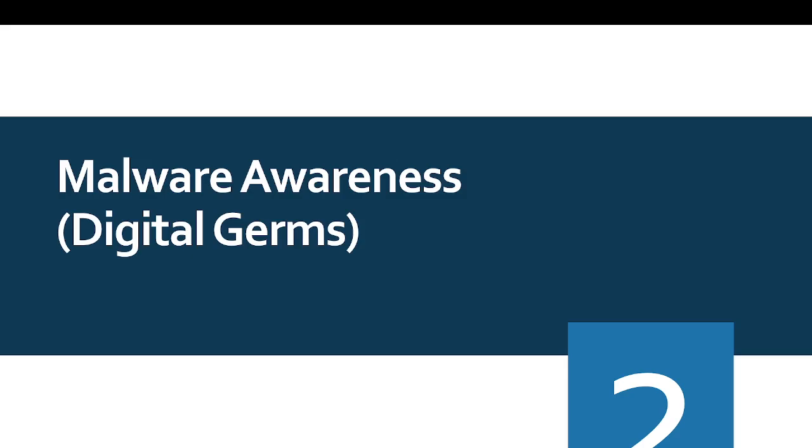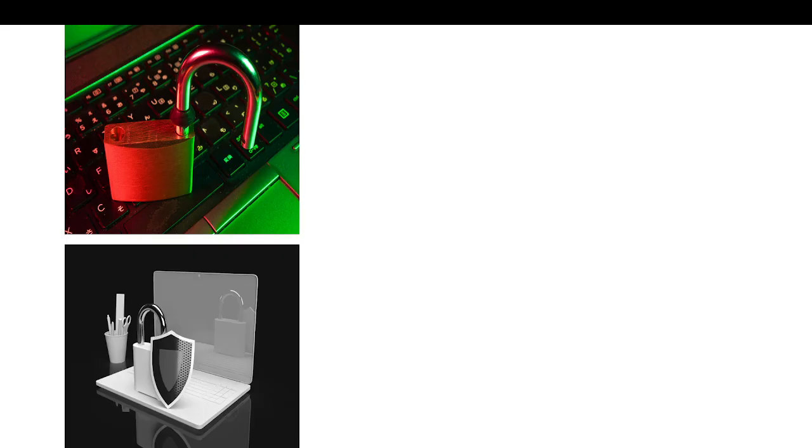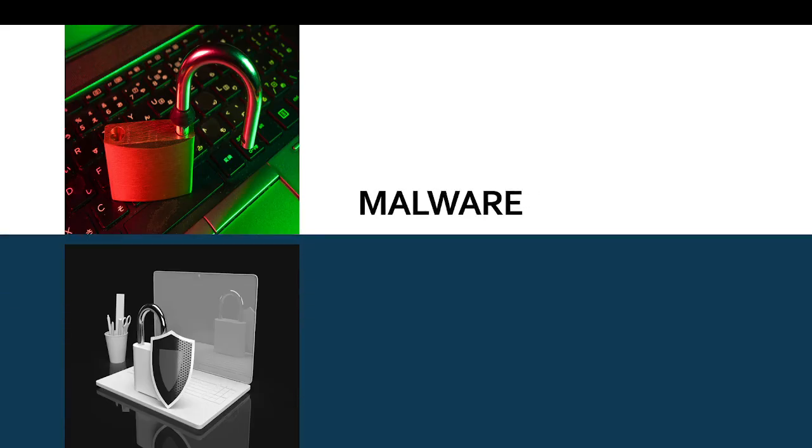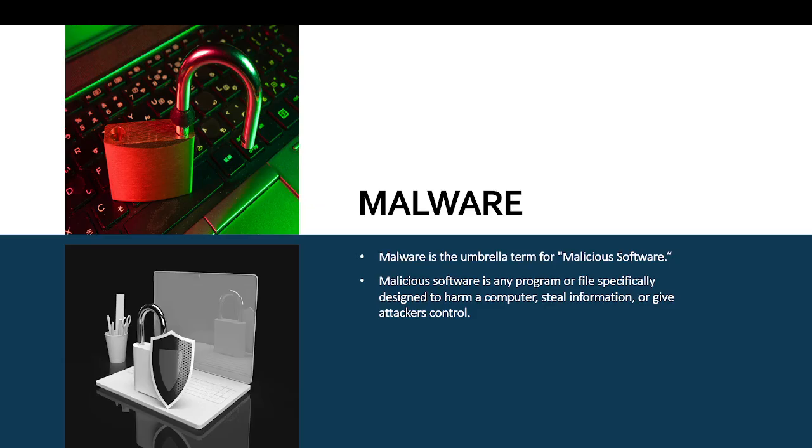So, what is a malware? A malware is also known as malicious software. And malicious software is any program or file. It's not just a program, it can also be a file, specifically designed. So it was designed, it doesn't just exist on its own, but for a purpose. And what's the purpose? To harm a computer, steal information, or give hackers control. So that is what a malware is.